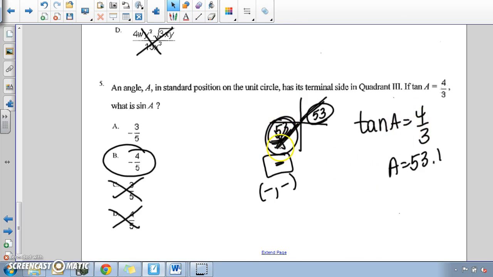The only thing is in quadrant 3, sine is negative and cosine is negative. Sine and cosine are both negative. It goes backwards. Cosine and sine, negative. In quadrant 2, it's negative and positive, so cosine is negative and sine is positive. And in quadrant 4, it's positive and negative, so cosine is positive and sine is negative. And in quadrant 1, they're both positive.